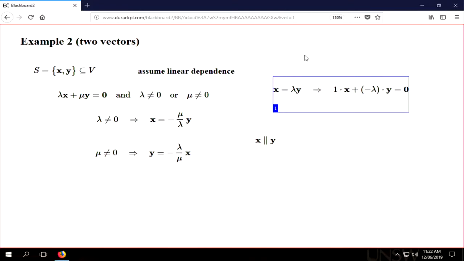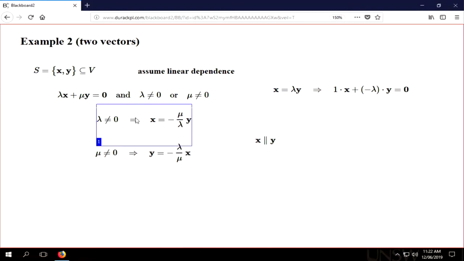So I made an assumption that my vectors are parallel, hence one is a scalar multiple of the other, and I just slightly rearranged this assumption into what? Into a linear combination of x and y with the coefficients 1 and negative lambda. And I can be sure that one of these coefficients is not zero, right? One is certainly non-zero. Hence, they are linearly dependent. That's exactly the definition. So this is the opposite proof.